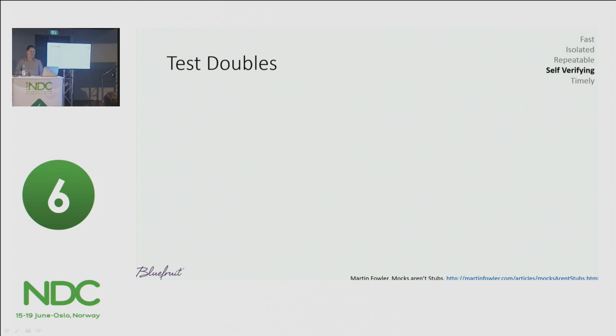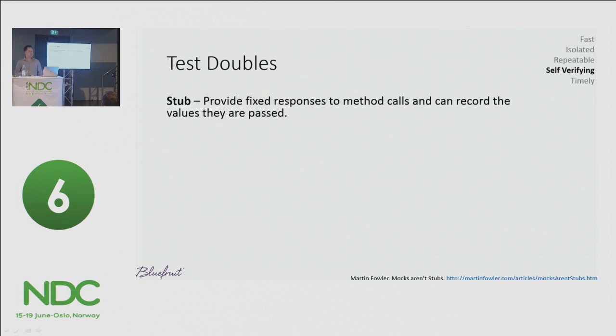Test doubles are objects created to fulfill a dependency for the purpose of testing. I'm going to use the same terminology that Martin Fowler uses in his article Mocks Aren't Stubs. I actually believe he took it from somewhere else as well. There are four types of test double which we use. The first one is a stub. These provide fixed responses to method calls and can also record parameters passed into methods.